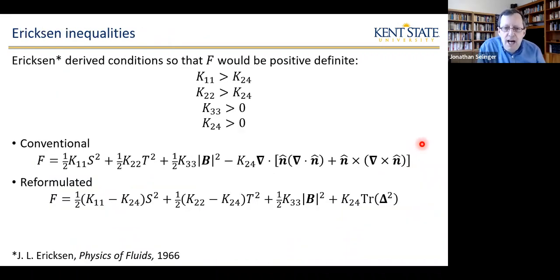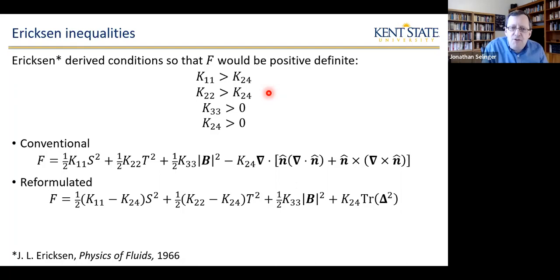Now, whenever you have an elastic free energy, someone is going to derive conditions so that the free energy will be positive definite. Ericksen did that for liquid crystals in 1966. He derived these four inequalities, and especially notice the inequality that K22 has to be greater than K24.